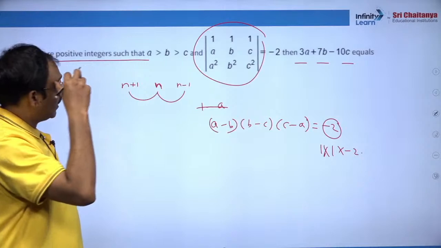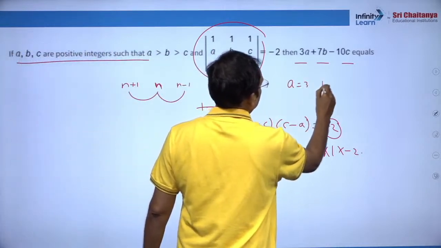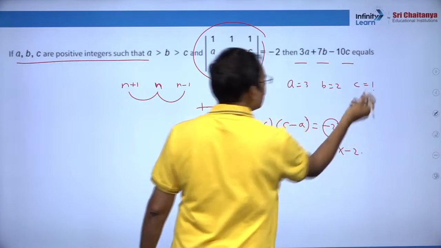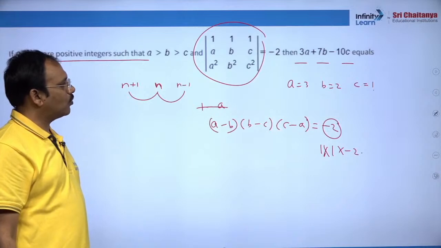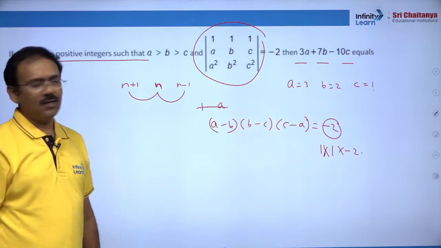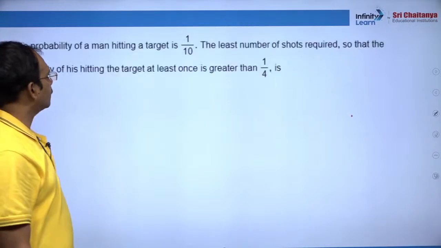So you can take like a as 3, b as 2, c as 1, you can put that, that is fine. This is 9 plus 14, 23 minus 10, 13. You can also try with other combinations, you will get the same answer.